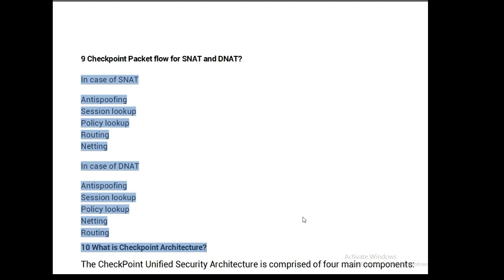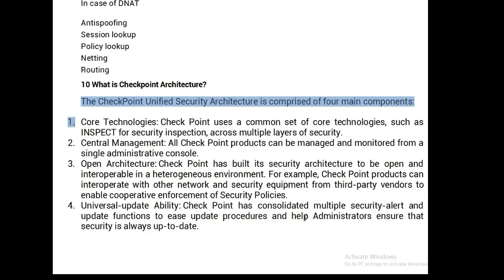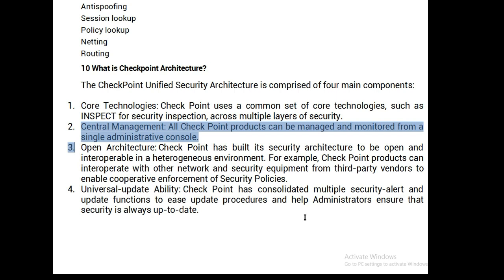10. What is Checkpoint architecture? The Checkpoint Unified Security Architecture is comprised of four main components. 1. Core technologies. Checkpoint uses a common set of core technologies, such as INSPECT for security inspection, across multiple layers of security. 2. Central management.